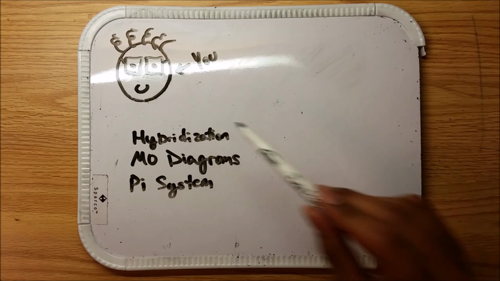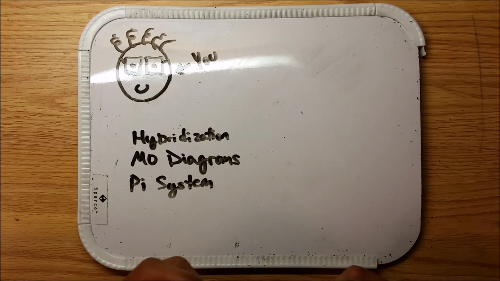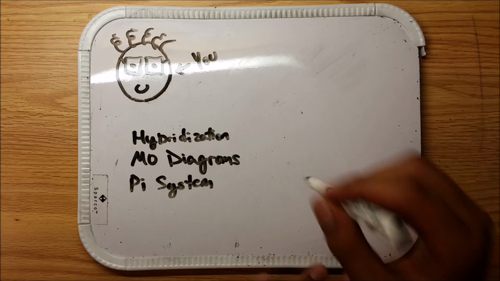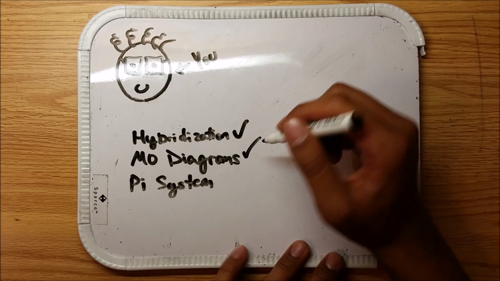This is probably you right now. Hotshot out of AP Chemistry. Kinda knows chem, but not really. There are some things you might know though. Hybridization and MO diagrams should be easy stuff for you by now.